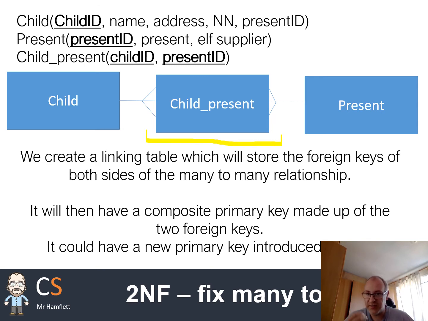So let's look at the actual attributes now. You can see the child present table has the two foreign keys. Now I've just made that a composite primary key. Okay, so although these are the foreign keys from child and present, I put them together and made a composite primary key, which is very common for linking tables.